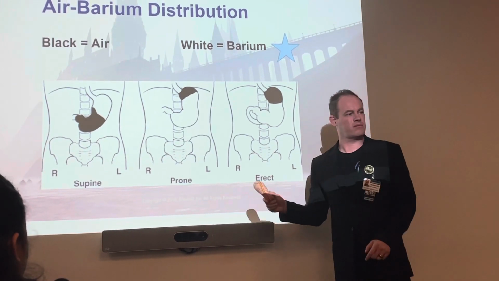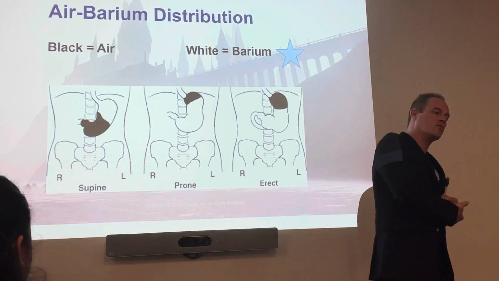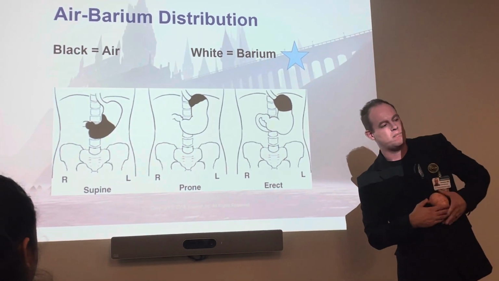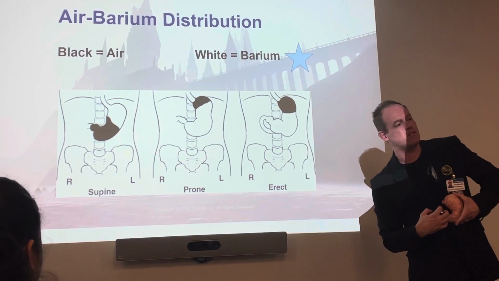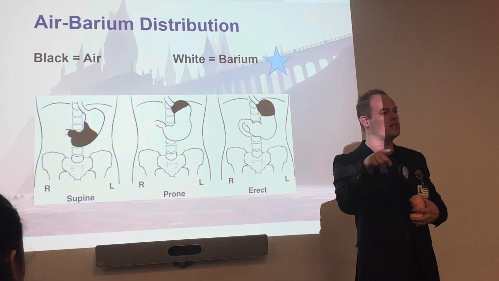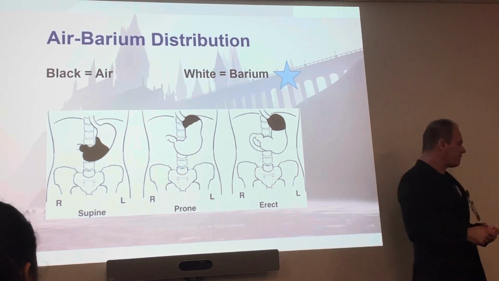Say that again, right? So if I'm in a left lateral decube, the barium's going to fall towards the greater curvature. If I'm in a right lateral decube, the barium's going to fall towards the lesser curvature. We're still going to see that straight horizontal line indicating there's gravity present. All right.